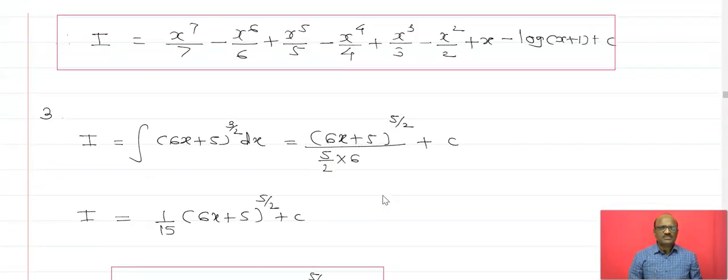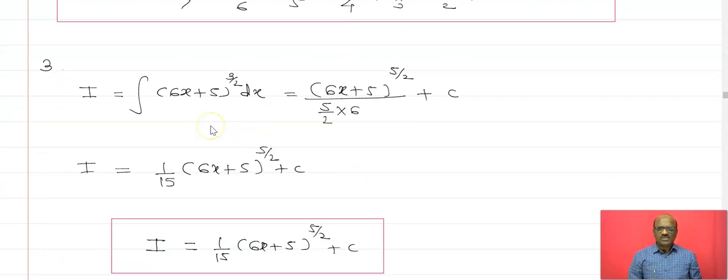Now the next is question number 3. I is equal to the integral of (6x plus 5) raised to 3 by 2 dx, and this is a very simple integration.